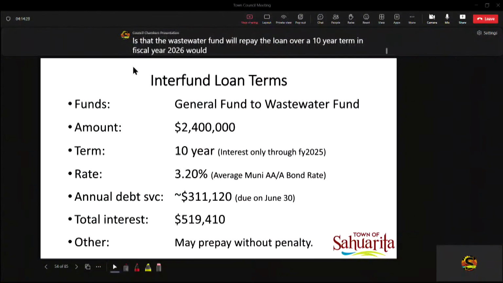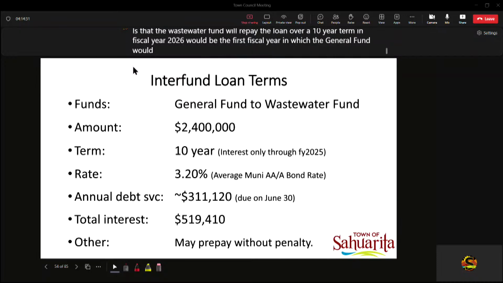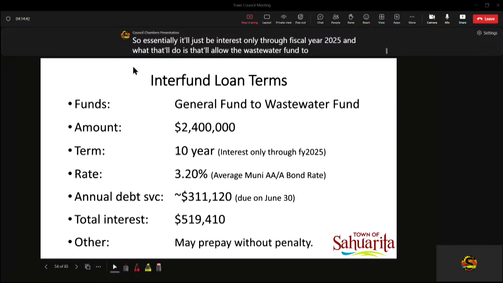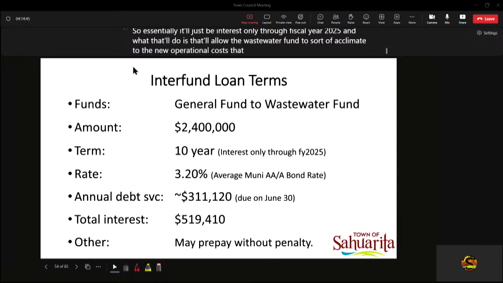And given the bids that we received that you just heard earlier, the wastewater fund is going to need the entire $2.4 million. So what we have here are some proposed terms for the interfund loan. What we're proposing is that the wastewater fund will repay the loan over a 10-year term. And fiscal year 2026 would be the first fiscal year in which the general fund would receive a principal payment from the Wastewater Enterprise Fund. So essentially it'll just be interest only through fiscal year 2025. And what that'll do is allow the wastewater fund to acclimate to the new operational costs that are going to be incurred when these improvements are completed and they come online.